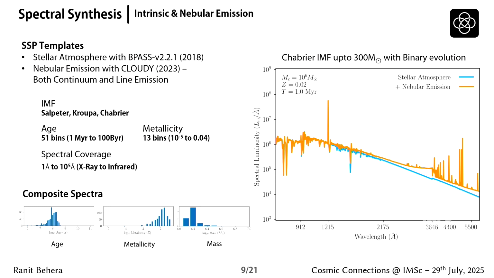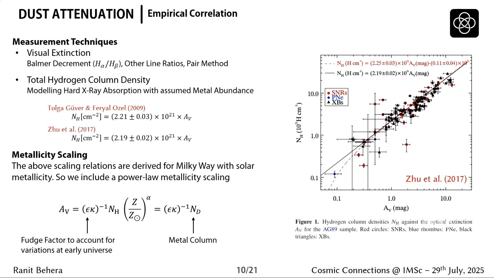But we know that a little bit of dust will affect the light a lot, and modeling dust is difficult. That's why everybody does it differently. What we did is we start with a simple scaling law, where people observe the visual extinction. Visual extinction is the difference between the intrinsic light and the dust-suppressed light in the visual band, the V band. There are different techniques. People observe visual extinction and total hydrogen column density, not the neutral one, total hydrogen column density.